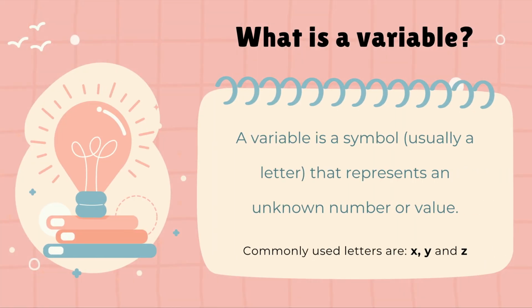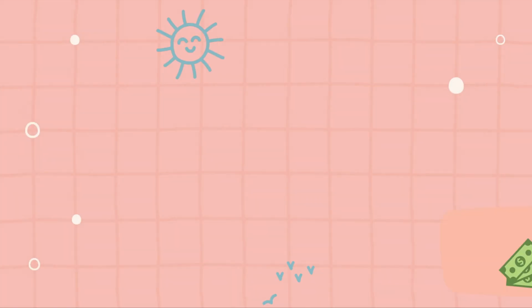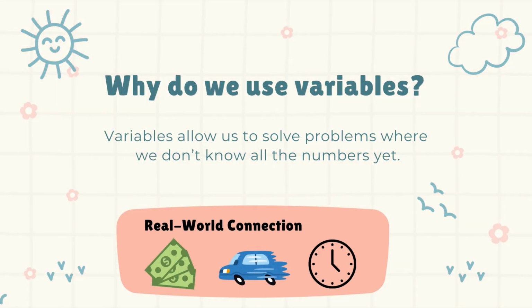A variable is a symbol that's usually a letter representing an unknown number or value. Commonly used letters are X, Y, and Z. That doesn't mean that you cannot use other letters, but these are the ones that we typically see. We use a variable to allow us to solve problems where we don't know all the numbers just yet. In real life, you might use this when working with money, speed, or time.